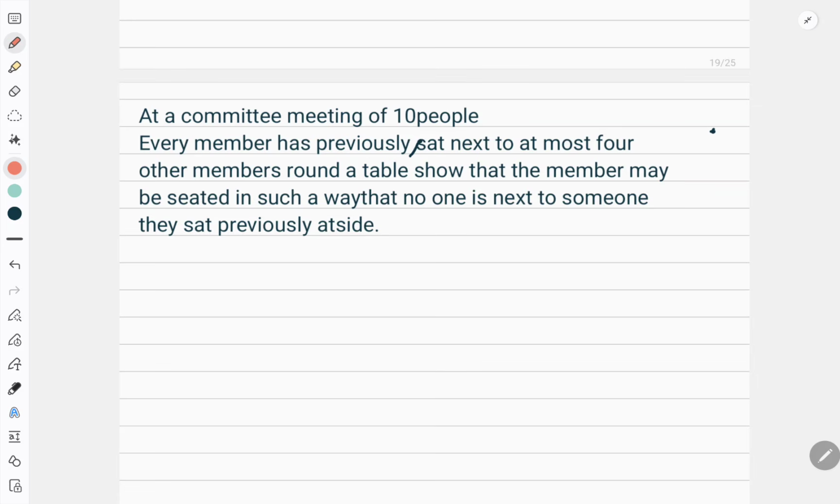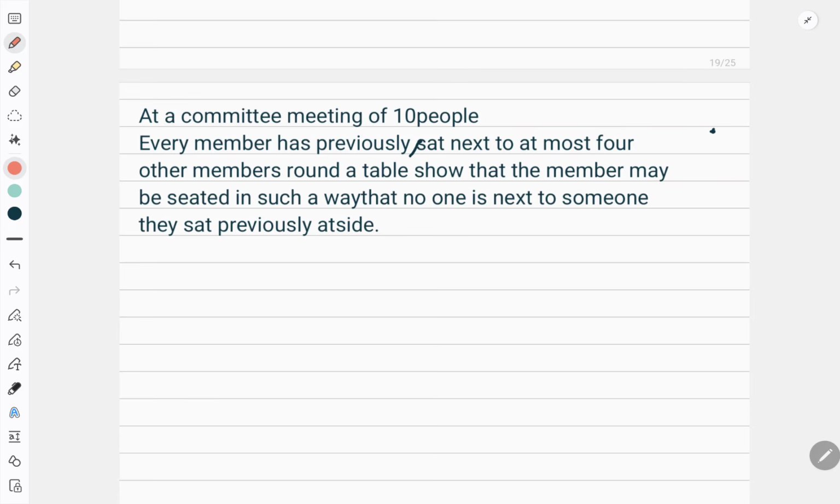Now, see what exactly the question is. There is a meeting with 10 people sitting. At a time, a person can sit next to a maximum of 4 people. In the second sitting, they say that they should not sit next to the same person. That is what we have to show: whether they can do it or not. Of course, if there is a Hamiltonian cycle, it means they can do it. Correct. Now, how will I start?